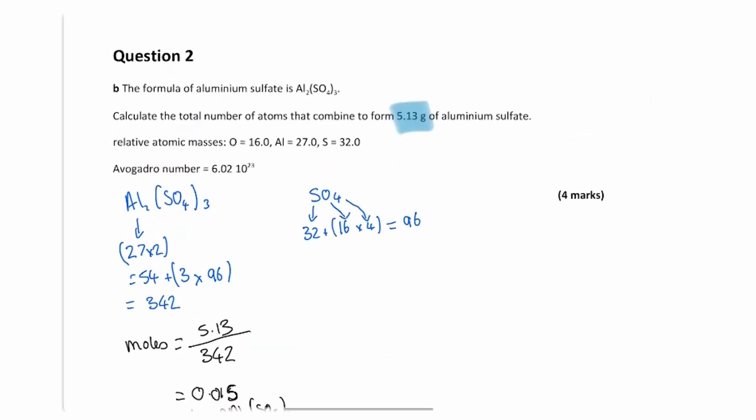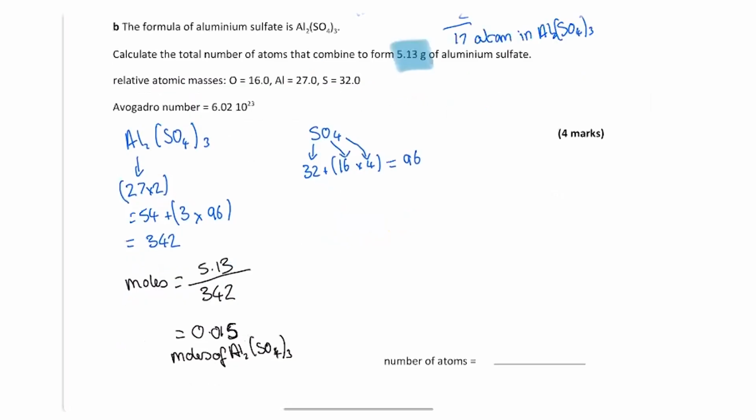So we've got 2 aluminiums, we've got 3 sulfurs, and we've got 12 oxygens. So 12, 3, and 2. That gives us a total of 17 atoms. And again, I'm just going to make myself a little note, so I know exactly what that number is referring to in the future. So 17 atoms in aluminium sulfate.